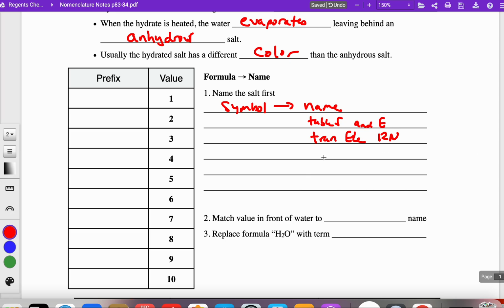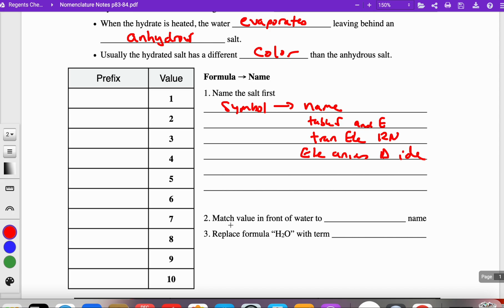And the anion may need to have its ending changed to IDE. So the elemental anion, remember, adjust the ending to the IDE. So things that we have always been doing. So that's the hardest part, is applying our rules: match symbols to the name, use table S and E. If there's a transition, figure out if it needs a Roman numeral. An elemental anion, change the ending to IDE.